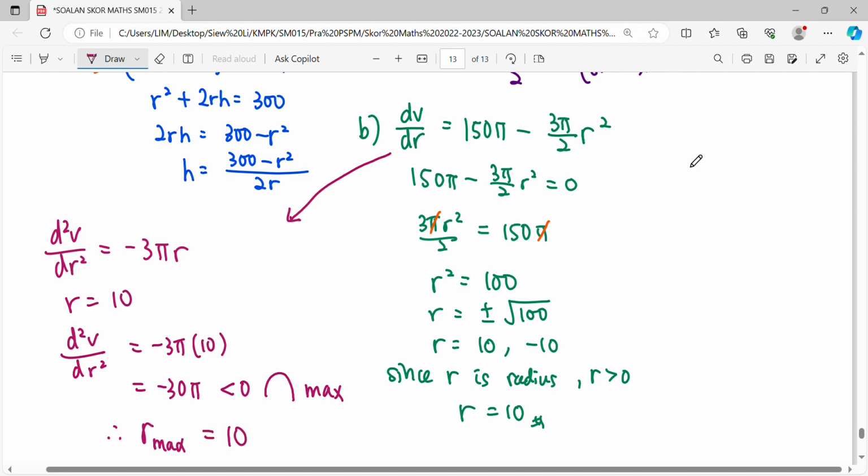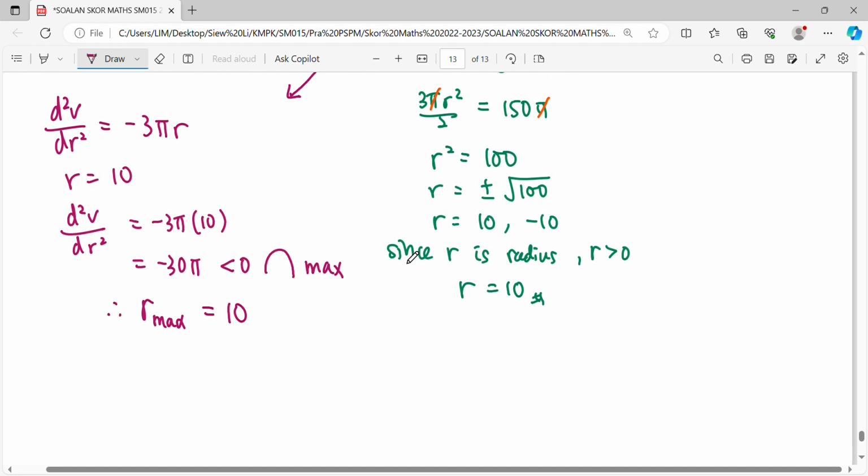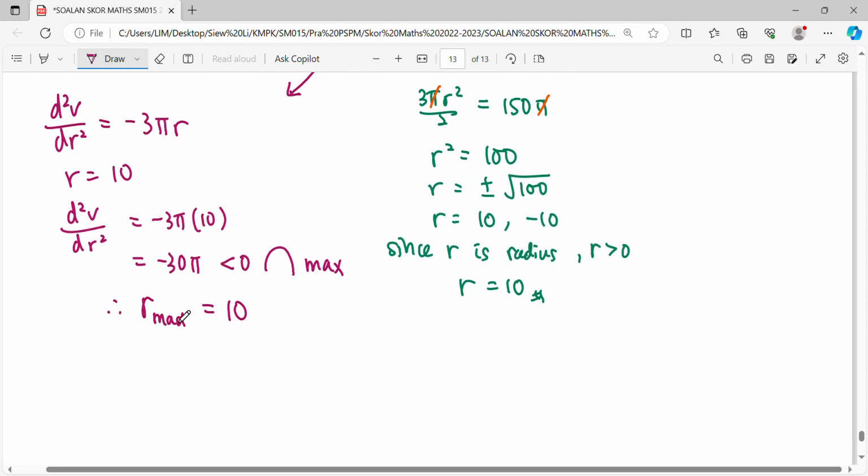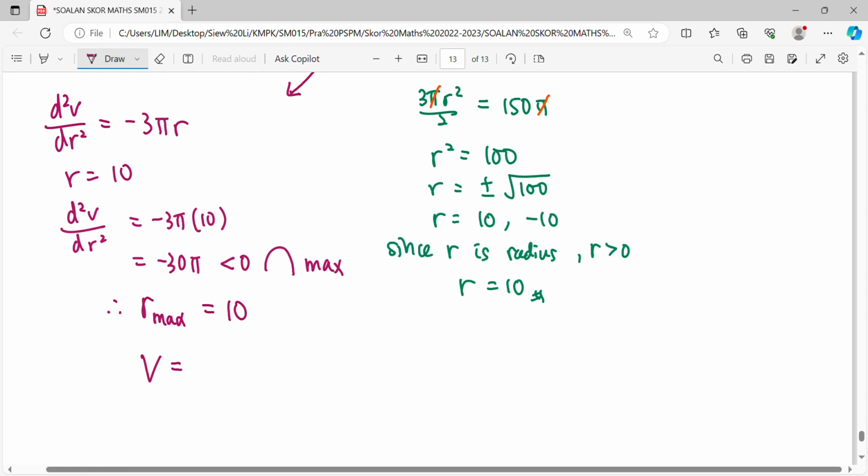So look at the question, what they ask us to find. They say, find the maximum value for volume. So using this radius already maximized, we figure out the volume. We just substitute back into the formula of the volume. So here we have our maximized volume.